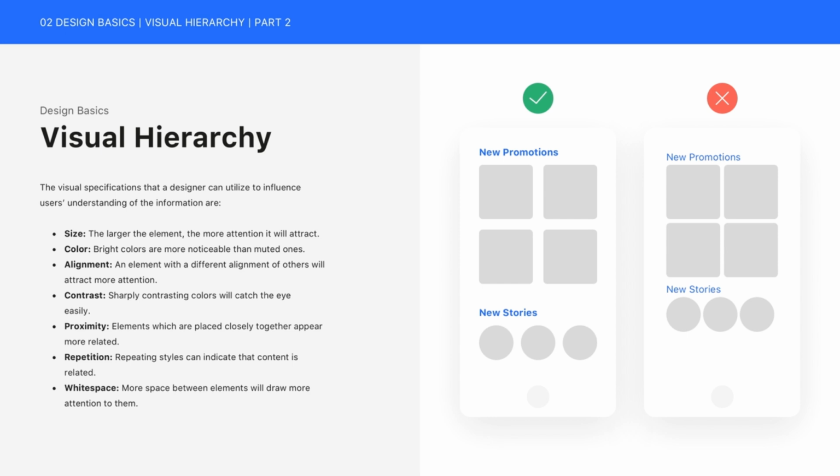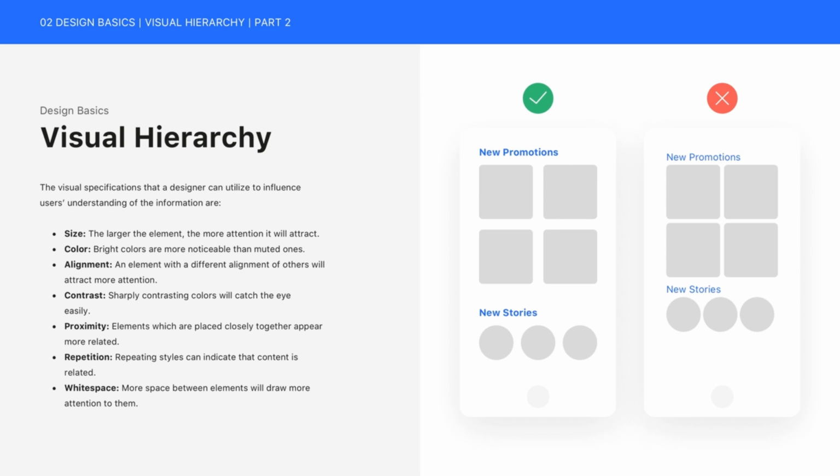The next item is contrast. Sharply contrasting colors will catch the eye easily. Contrast is a very important topic in UI design, and we will talk about contrast in next lessons deeply.